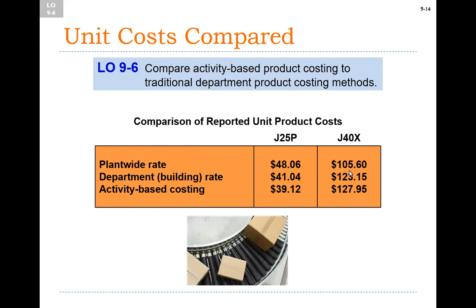It could be that J40X is a more specialized product, and the activities associated with making that product consume way more resources than dealing with J25P. So if I just have one rate and I'm meshing everything together, I'm not going to get an accurate measure. That's why we use ABC costing. We have more rates, and those rates, the costs, are driven by the activities.